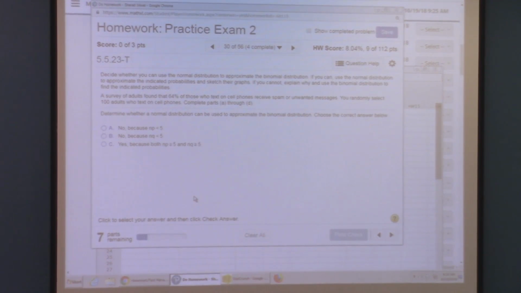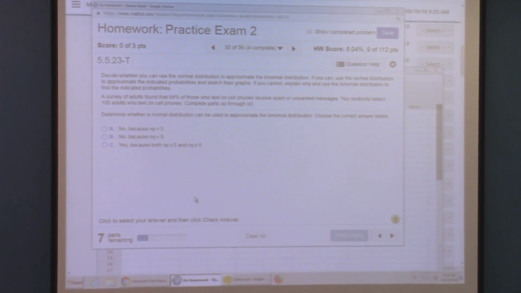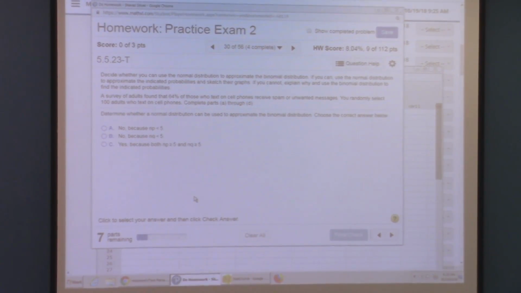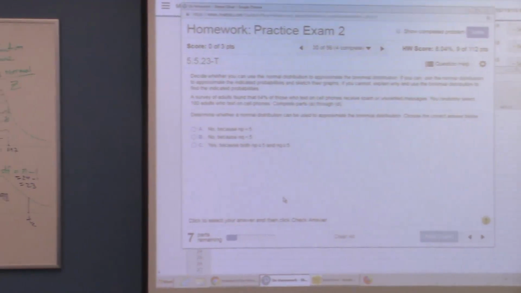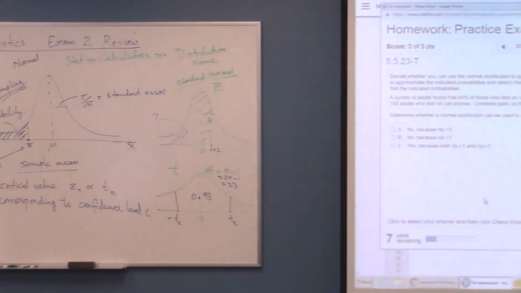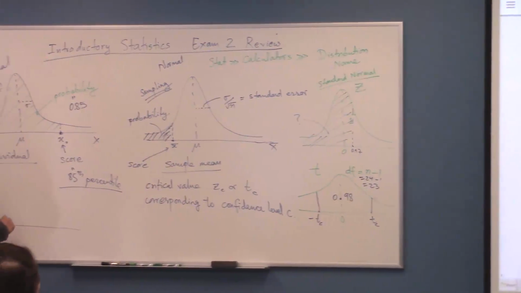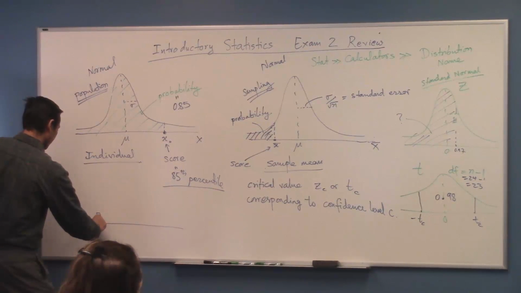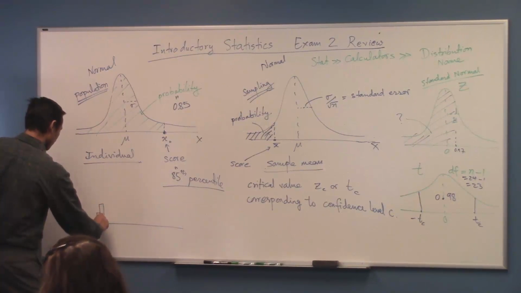Now this one is a binomial distribution. You see, again the same thing. Stat calculators, distribution name is binomial. But we don't use binomial. We approximate it using a normal. Okay? So binomial distribution looks like this. The normal is a continuous distribution. And the binomial is a discrete distribution.